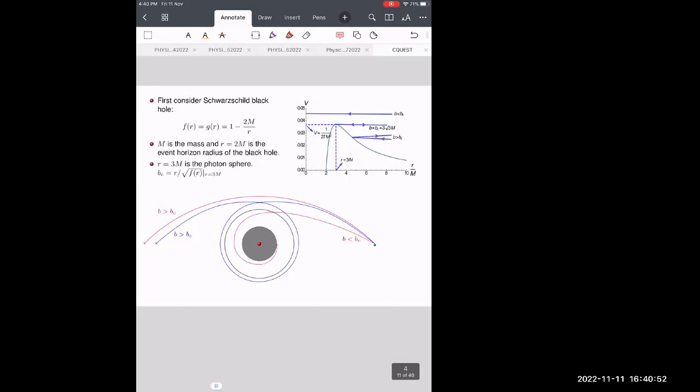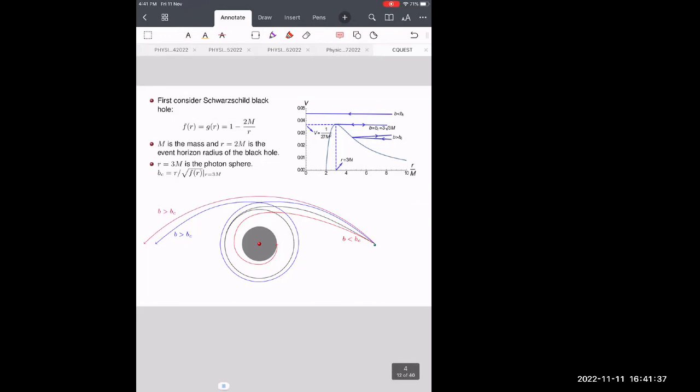Now if the impact parameter is less than the critical value, then the photon simply enters the r equal to 3m sphere, and it doesn't undergo any turning. It enters the r equal to 3m surface, and eventually gets captured by the event horizon. And in this potential diagram, this photon is represented by this line. It doesn't feel any turning by the effective potential, so it simply gets captured.